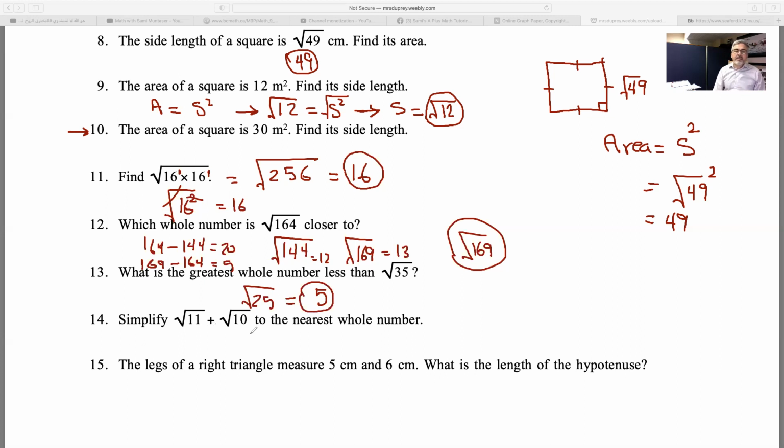Simplify root 11 plus root 10 to the nearest whole number. Now this here, you have to use your calculator. Every calculator is different, but you have a square root button on your calculator that you could press. And so if you press your square root button on your calculator, square root of 11 is 3.32 plus square root of 10 equals 3.16.